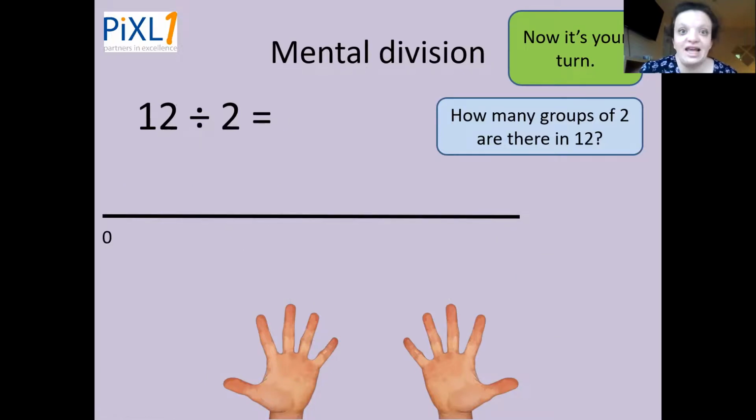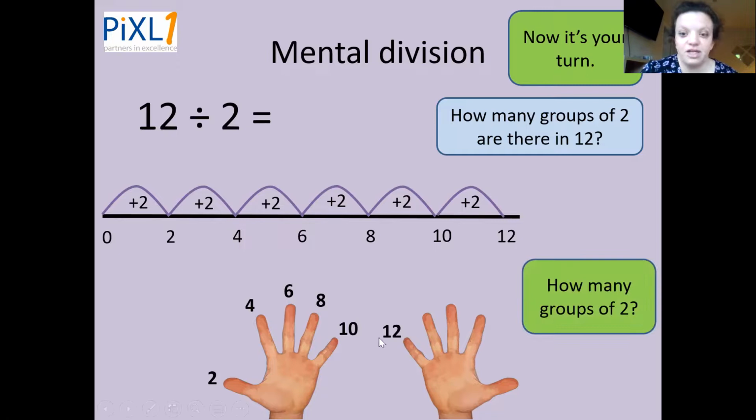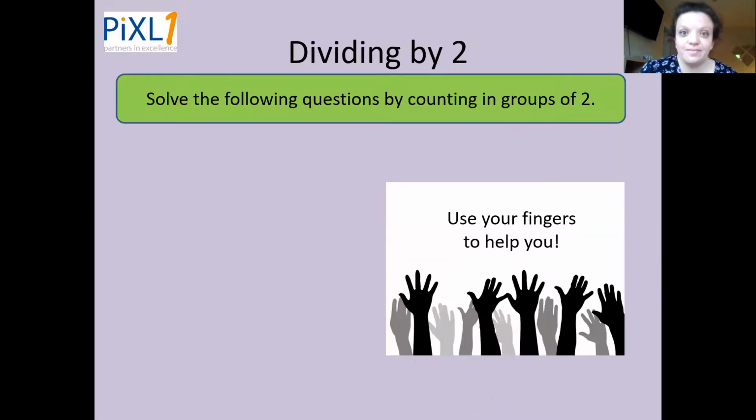Now pause the screen again and choose your method for 12 divided by 2. Off you go. Well done. Let's see if you got it right. We're going to count in twos all the way up to 12. So we've got 2, 4, 6, 8, 10, 12. How many groups of 2 is that? Let's count them. 1, 2, 3, 4, 5, 6. So your answer should be 6.